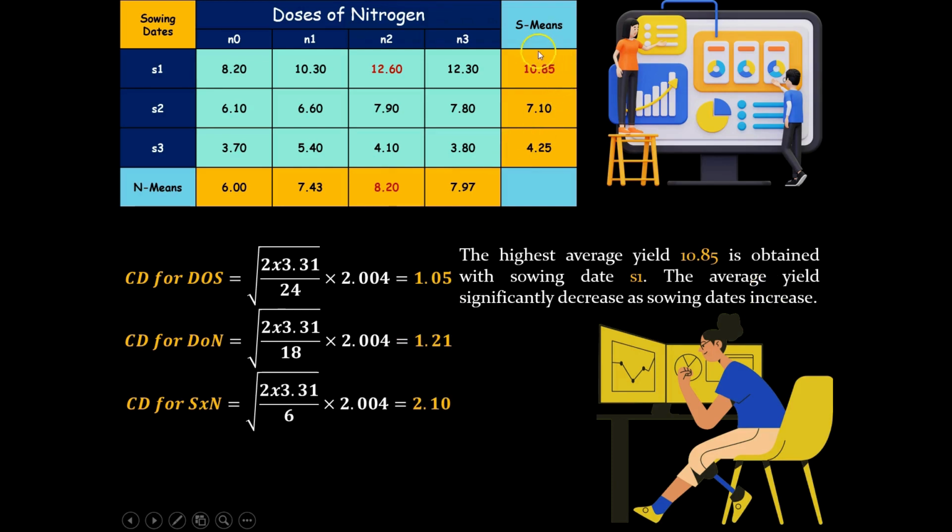So simply we can say the highest yield was observed in case of first date of sowing. We can interpret like this: the highest average yield 10.85 pounds is obtained with sowing date S1. The average yield significantly decreases as the sowing date increases, you can see. Or here the highest was observed in case of N2 dose, which is at par with N3, we can say. And the highest interaction was found in case of S1 and N2 followed by S1 and N3. So this was significantly different from few of the interactions, but it was at par with this.